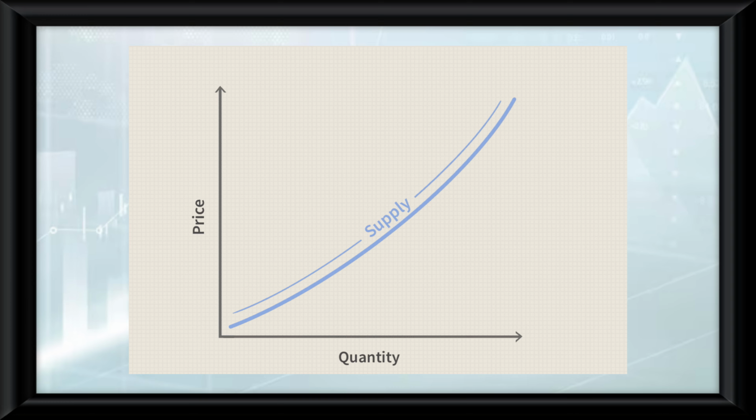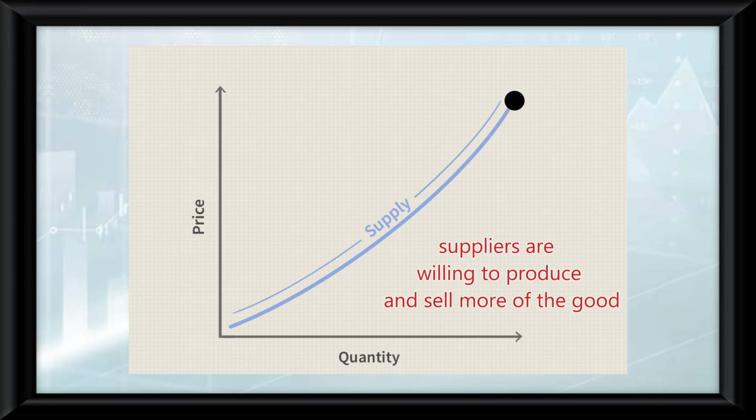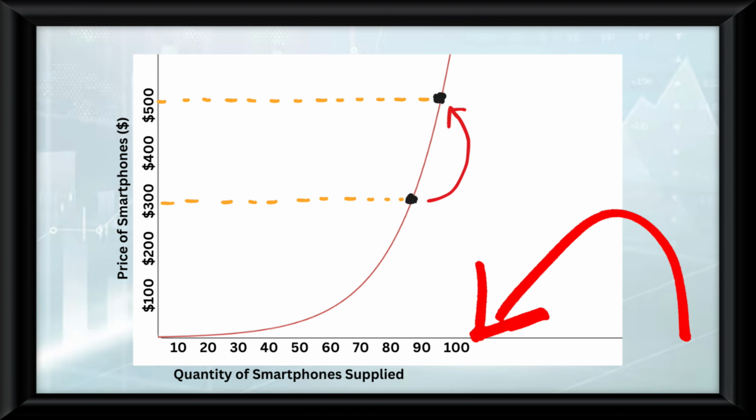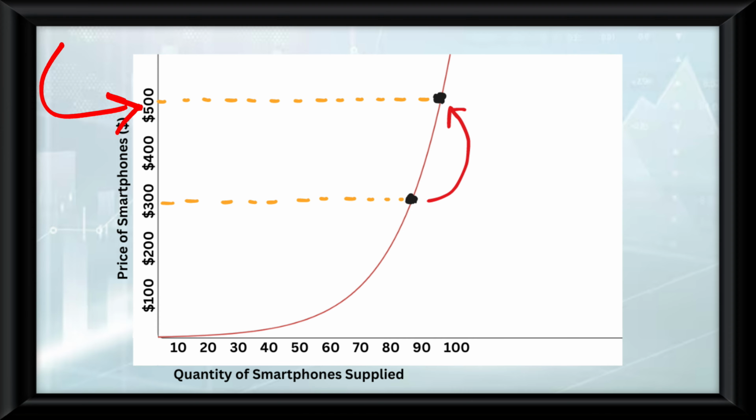profits. Take a look at this graph. On the vertical axes, we have the price of a product, and on the horizontal axes, we have the quantity supplied. As the price increases, we see a movement along the supply curve, meaning suppliers are willing to produce and sell more of the good. For example, if the price of a smartphone rises from $300 to $500, companies will likely increase production because they can make more profit at a higher price.